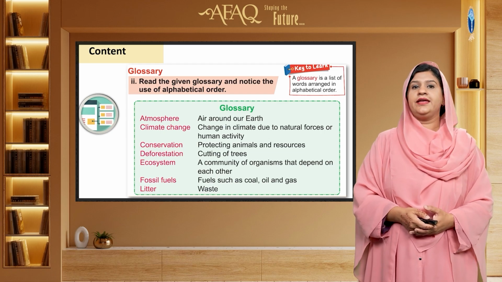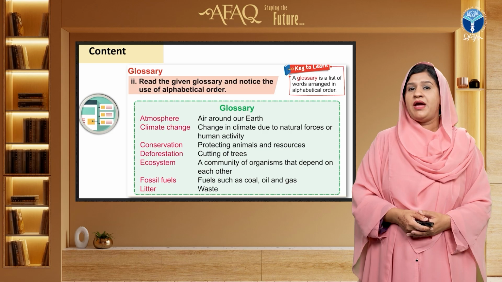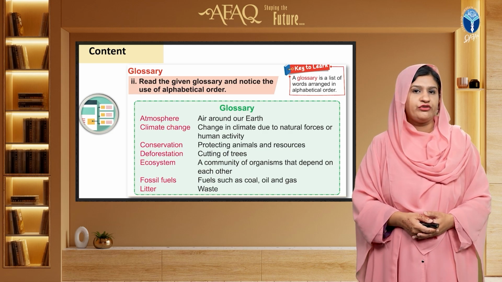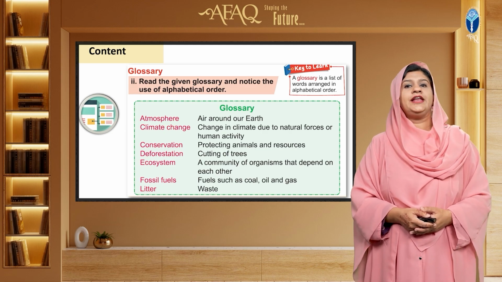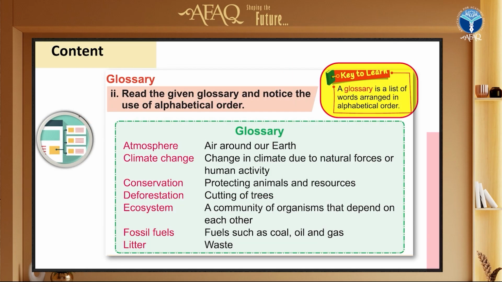Here, the next thing is glossary. Remember, we studied about dictionary. It is something related to dictionary. A glossary is a list of words arranged in alphabetical order. You can look at your book. At the end of your book, a glossary is given and it is always in alphabetical order, and it also tells you about meanings of difficult words of different units.